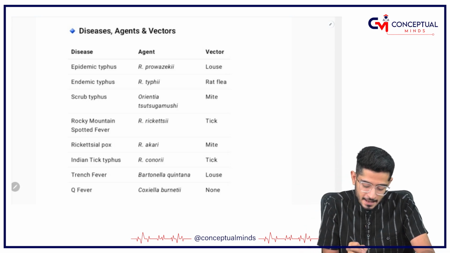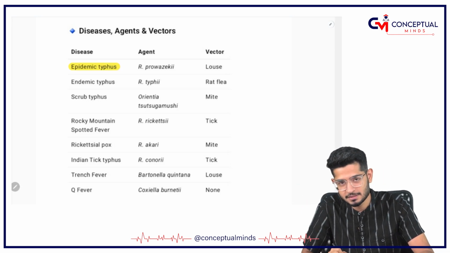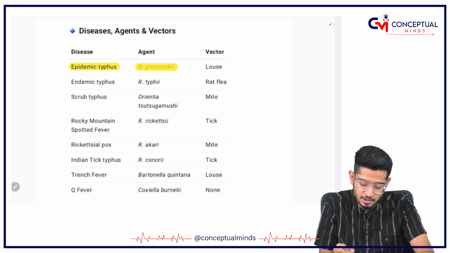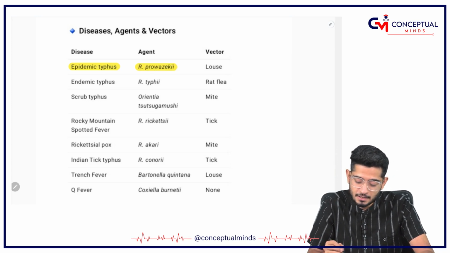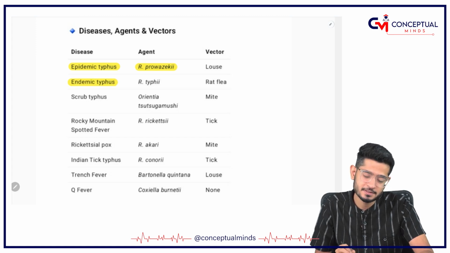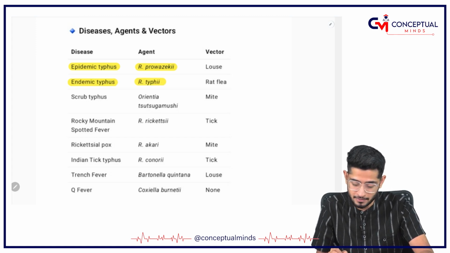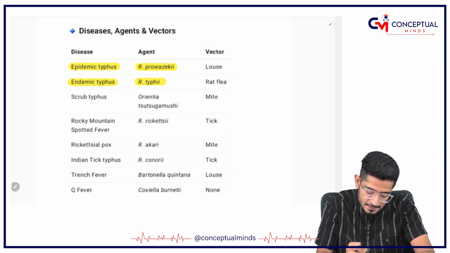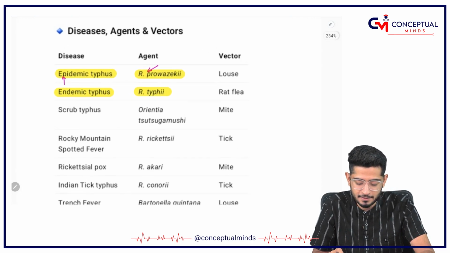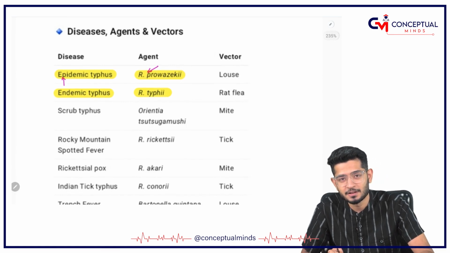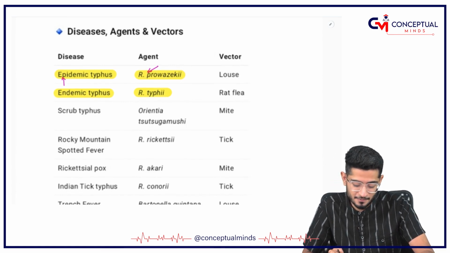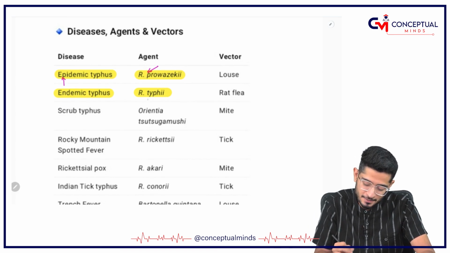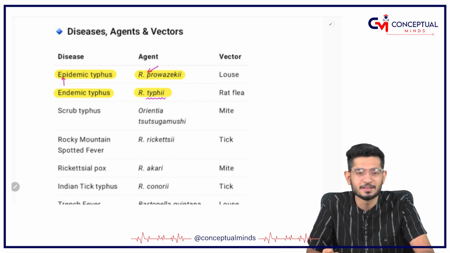My dear friends, first of all is epidemic typhus, which is caused by Rickettsia prowazekii. Then you have endemic typhus, which is caused by Rickettsia typhi. Remember, epidemic has the letter P in it, and this P is for prowazekii. So epidemic typhus is caused by Rickettsia prowazekii, whereas endemic typhus is caused by Rickettsia typhi.